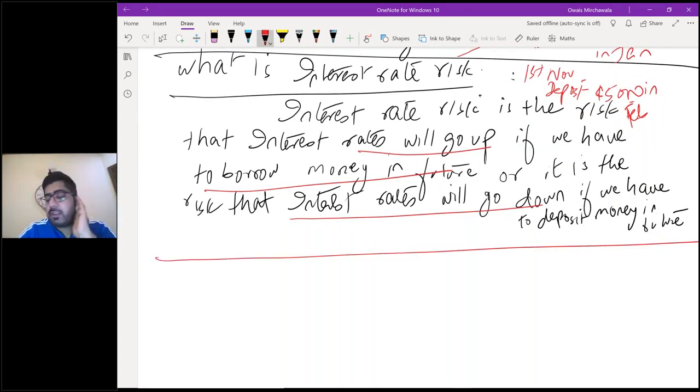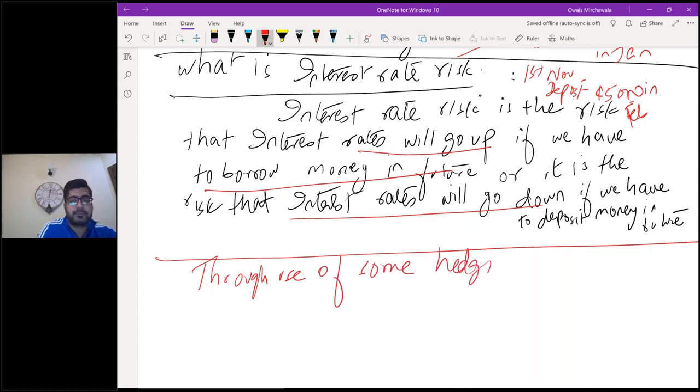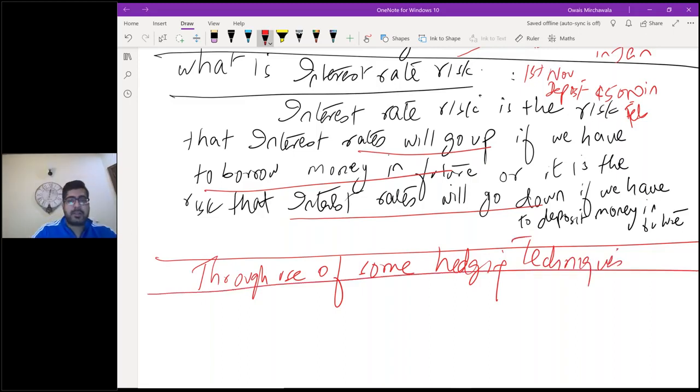Now, like currency risk, this can also never be eliminated. It can only be managed or minimized, and interest rate risk is managed through the use of some hedging techniques. Like currency risk cannot be eliminated, similarly interest rate risk cannot be eliminated. The hedging techniques don't eliminate risk. Like currency risk was managed through some hedging techniques, interest rate risk is also managed through some hedging techniques.